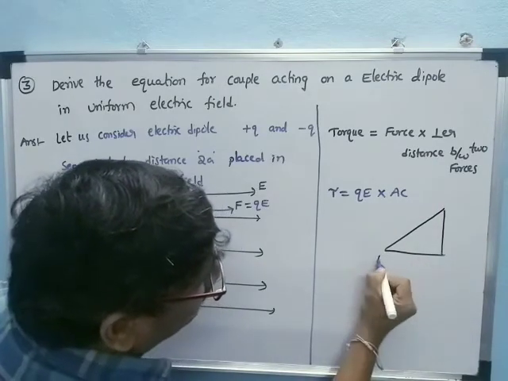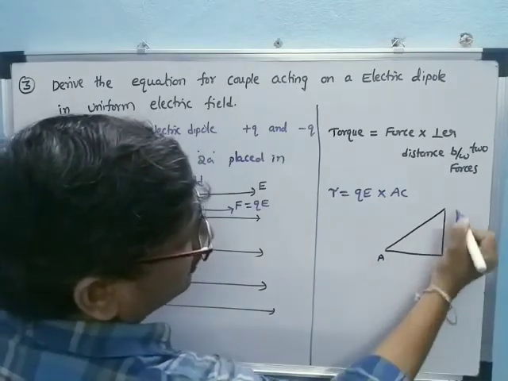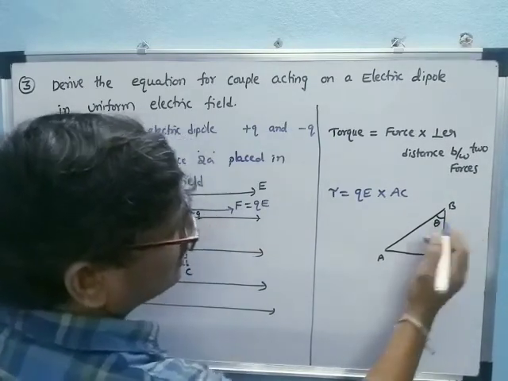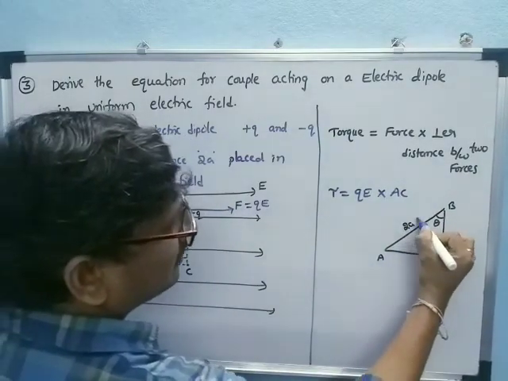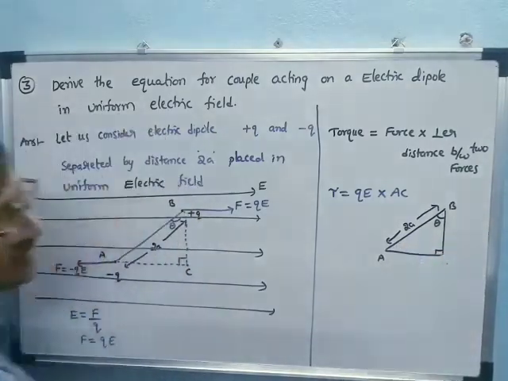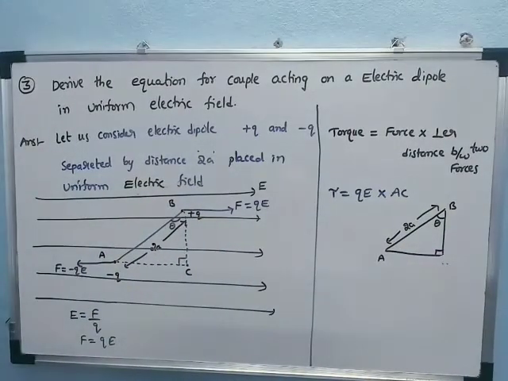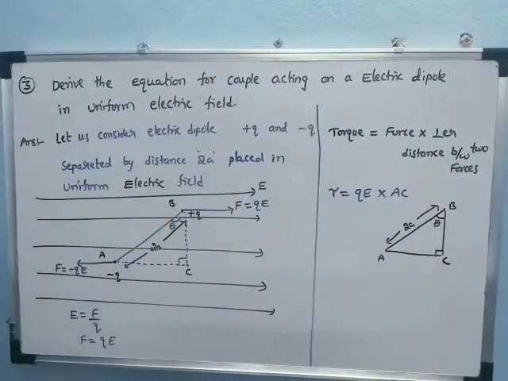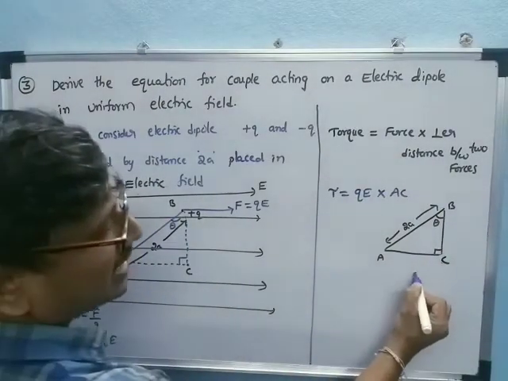This is the A point, this is the C point, and this is the B point. Here is the perpendicular. Here will be the angle theta, and the distance A to B is considered 2a. Then apply the sine theta. What can we apply here? The sine theta. What is the principle for the sine theta?